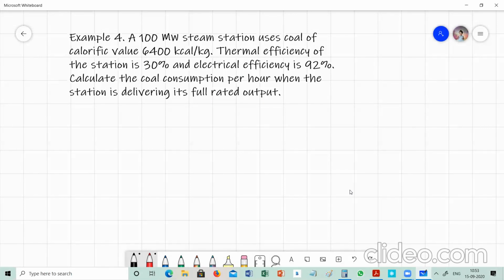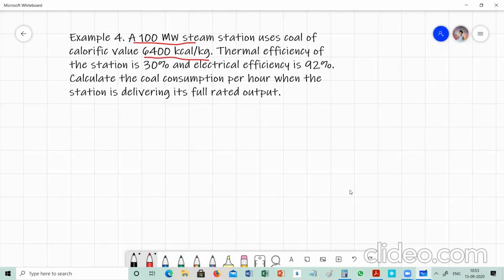A 100 megawatt steam station uses coal of calorific value 6,400 kilocalorie per kilogram. Okay, they are given the load demand from the steam station, meaning the energy generated by the steam station is 100 megawatt, and the calorific value of coal used is 6,400 kilocalorie per kilogram.